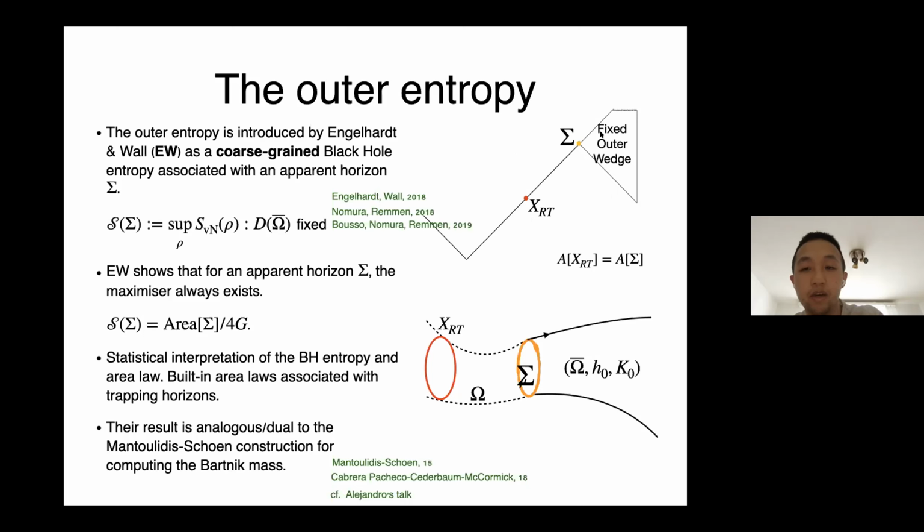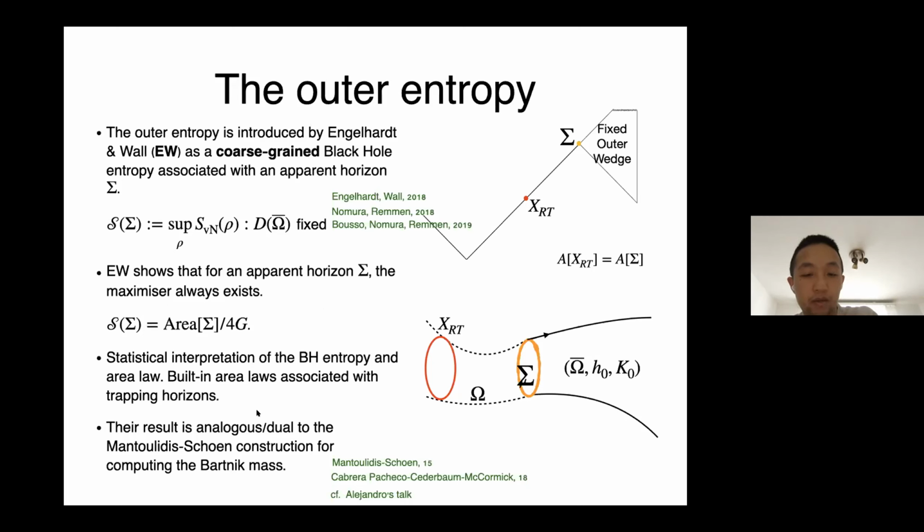And on the picture here, you can see this outer wedge, this fixed outer wedge is what they fixed. And this characteristic initial data is what they put in, and you maximize over all possible data you can put in, such that this is glued up properly. And then you try to maximize this area of XRT. And they show that if you start with an apparent horizon, this construction will return the area law that you would like to have, so everything's consistent.